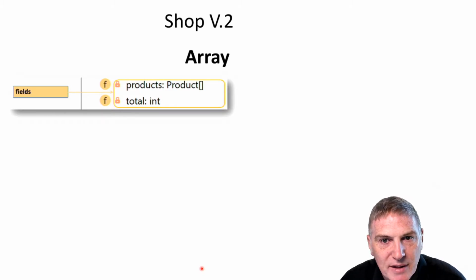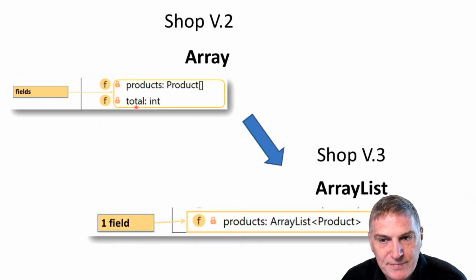Again, visually, this is what we have in shop version 2. We have products, which is an array of product. And we keep track of how many products using the total field. In version 3, we're going to change that to just use an array list of product. So products is still the name of the array, but we're using an array list now. And because we're using an array list, we won't need to use the field total.